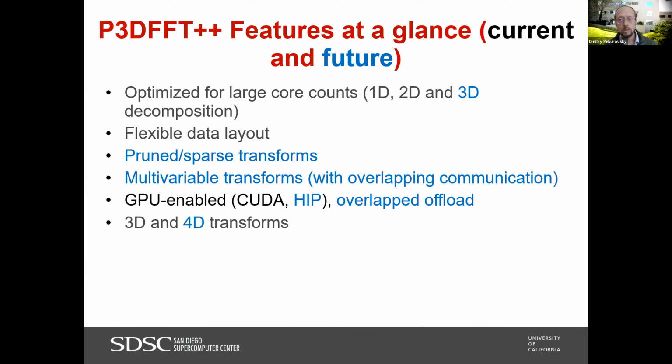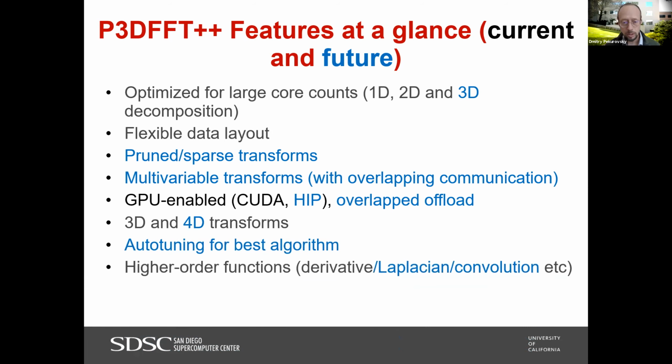3D transforms are currently implemented. In the future, we may actually work on four-dimensional transforms, which have some areas of application. And finally, it will feature an auto-tuning framework, because the use cases are so varied and platforms are so varied, it's not possible to know which algorithm will work best in each situation. So we will have auto-tuning. And as I mentioned, it will have high order functions.